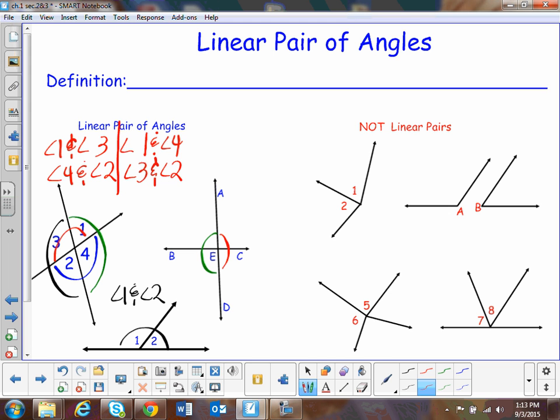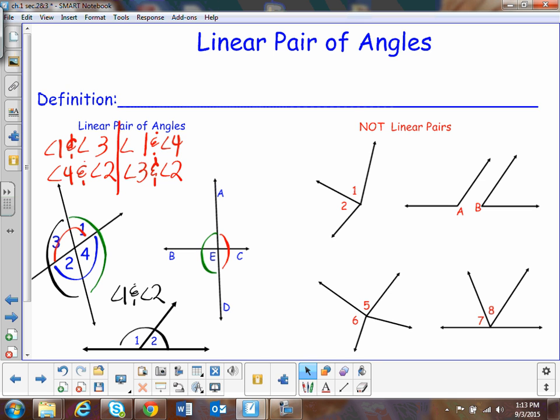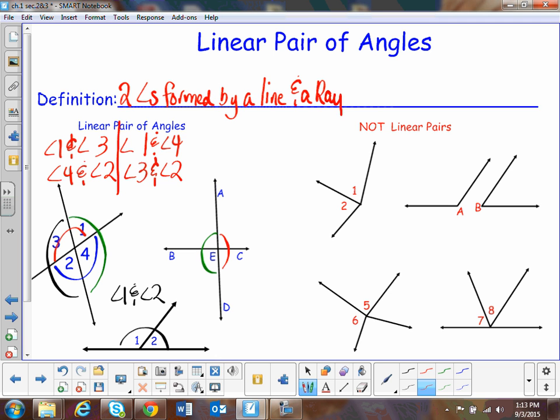So a good definition, we could say, linear pairs are two angles formed by a line and a ray. Okay? A line and a ray. It can also be two intersecting lines, but that still falls under that. Here we have a line and a ray at the very bottom. So it's two angles formed by a line and a ray that are adjacent. So you have to have them right next to each other.